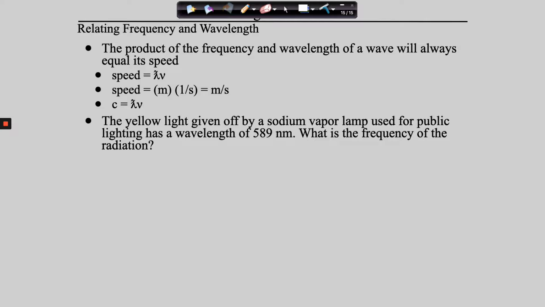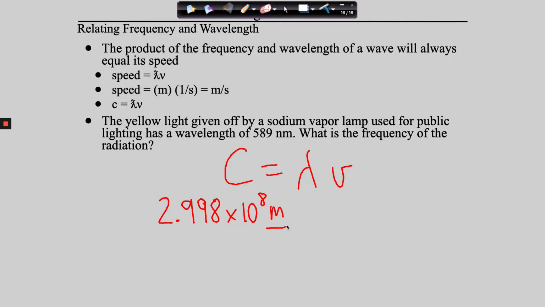Same thing here. So guys, solving this problem, we've got c is equal to lambda nu. That's not nu. c is equal to lambda nu. Then guys, we need values. Remind me what's on the AP sheet for speed of light. Is it 2.9 something? Okay, so it's 2.998 times 10 to the 8th meters per second.